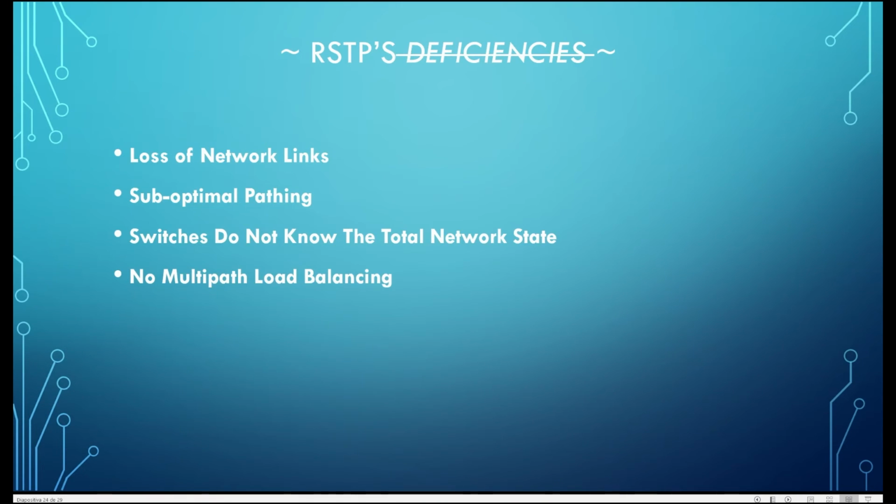So we previously covered MST and RSTP, so now, moving into modern solutions to the problem, we will identify why spanning trees have certain deficiencies for this problem. You get a loss of network links, specifically a tree representation of a mesh graph loses edges. Suboptimal pathing, because it's rooted at the root bridge, you do not necessarily have the best pathing from different leaves in the graph. Switches do not know the total network state. They're simply reacting to BPDUs that are flooded throughout the network. And you do not get multipath load balancing, which is basically if you have two equal cost paths from source to destination that can be balanced in level 3 networks.